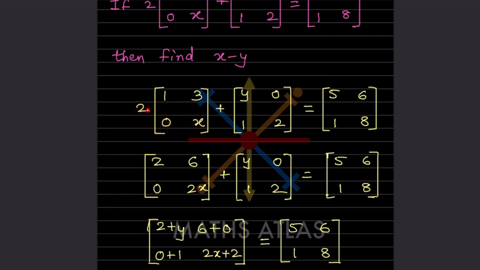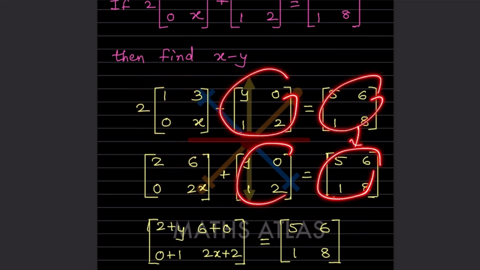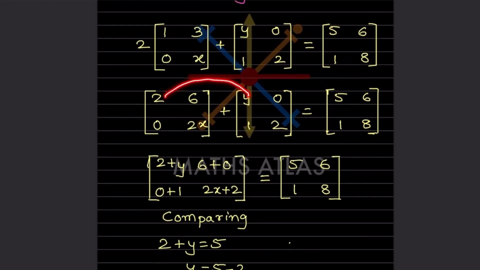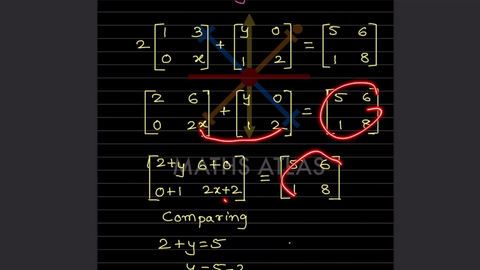So 2, this will be 2, 2 3s are 6, 0, and 2x is going to be 2x. And rest everything I wrote the same. Now what are you going to do? This is addition. So you are going to add this and this, this and this. 2 plus y, I wrote over here. 6 plus 0, here. 0 plus 1, 2x plus 2. And this as it is.